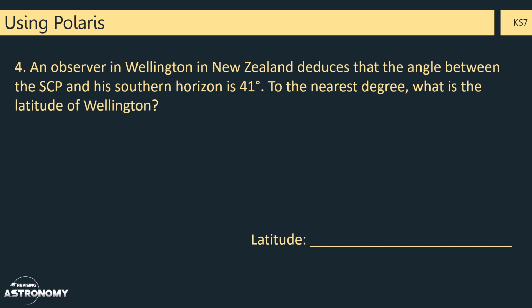Similarly, in the South Pole, or the southern hemisphere, again we're not using Polaris here, but a similar process. An observer in Wellington in New Zealand deduces the angle between the southern celestial pole and their southern horizon is 41 degrees. To the nearest degree, what is the latitude of Wellington? Well, it's the same but the opposite in the southern hemisphere, so it'll be the same. So this will be 41 degrees, but this time south.